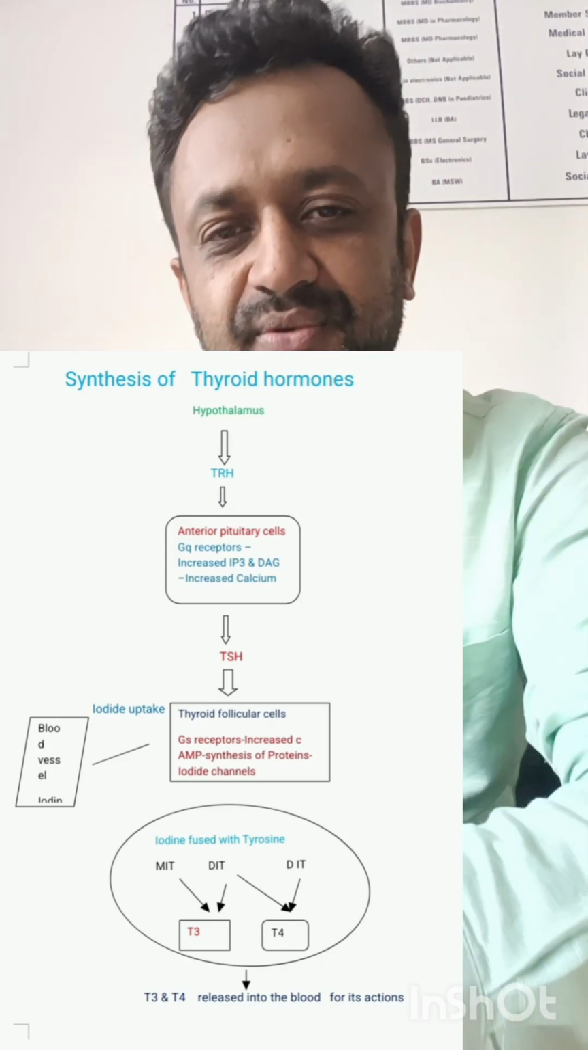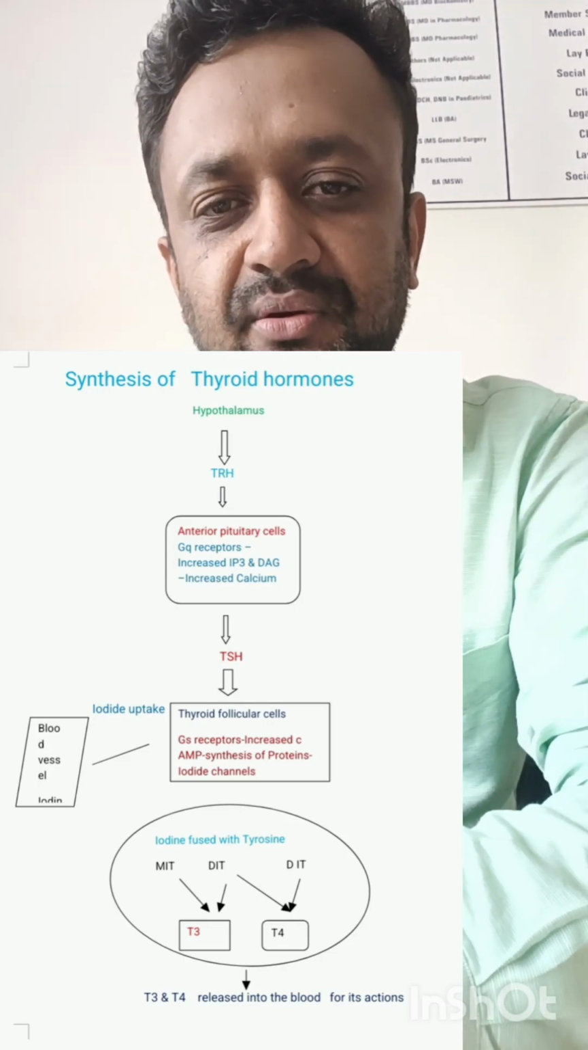Hello everyone. Today we'll discuss the important aspect of antithyroid drugs, that is the synthesis of thyroid hormones called T3 and T4. How these T3 and T4 are synthesized and released into the bloodstream. The first step is from the hypothalamus, there is a release of TRH, thyroid releasing hormone.